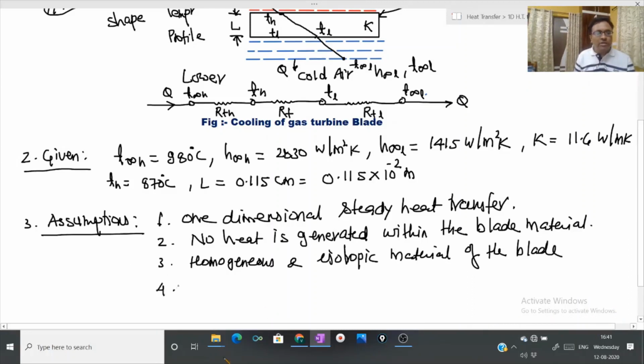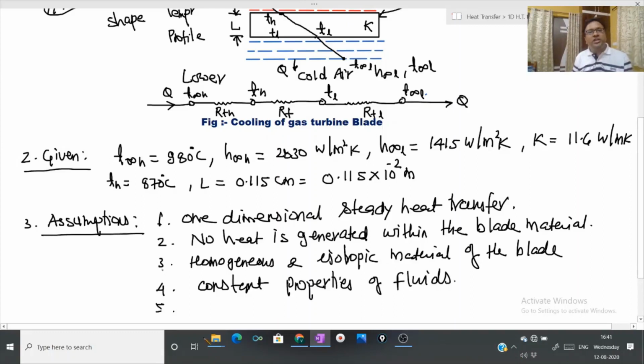Fourth one, constant properties of fluids, that is hot and cold, hot gas and cold fluid. And number 5, nothing is mentioned regarding the area normal to heat flow. So I will be assuming it as unity. So heat flow area A is equal to 1 meter square. So these are the assumptions involved.